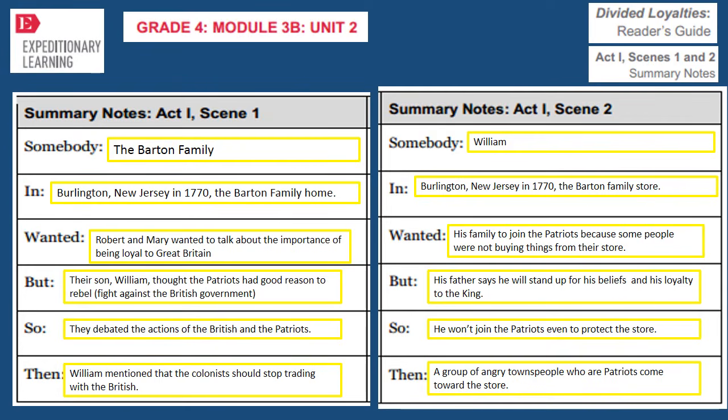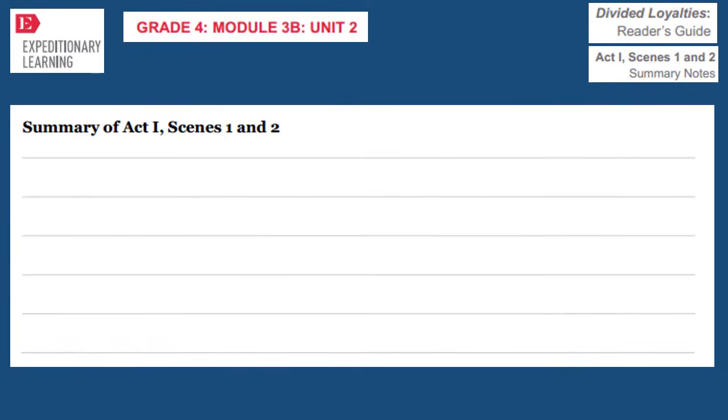Refer back to your summary notes for Scenes 1 and 2 in order to write the summary for those scenes. If you have not already done so, you can write your summary of Scenes 1 and 2 now using the sentence starters that I have below, filling in the blanks with your summary notes.